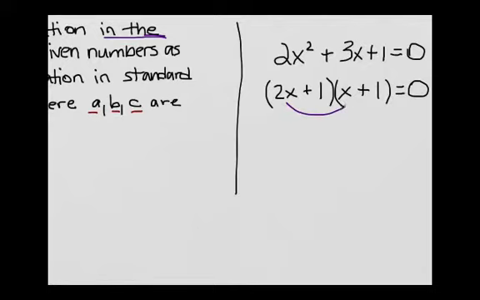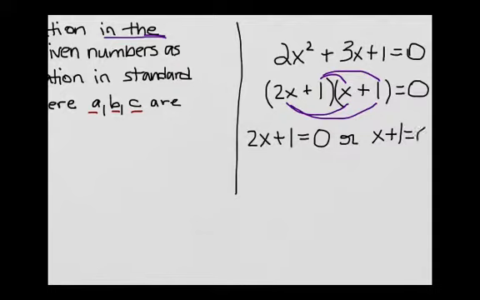So 2x times x gives me 2x squared, and then we end up with plus 2x plus x, which gives us plus 3x, and then 1 times 1 gives us plus 1. So that is the proper factorization. Now, we have a statement that a product of two binomials is equal to 0. In order for that to be true, one of those binomials needs to be equal to 0. So that means that 2x plus 1 is equal to 0, or x plus 1 is equal to 0. That's the only way for our product to be equal to 0.